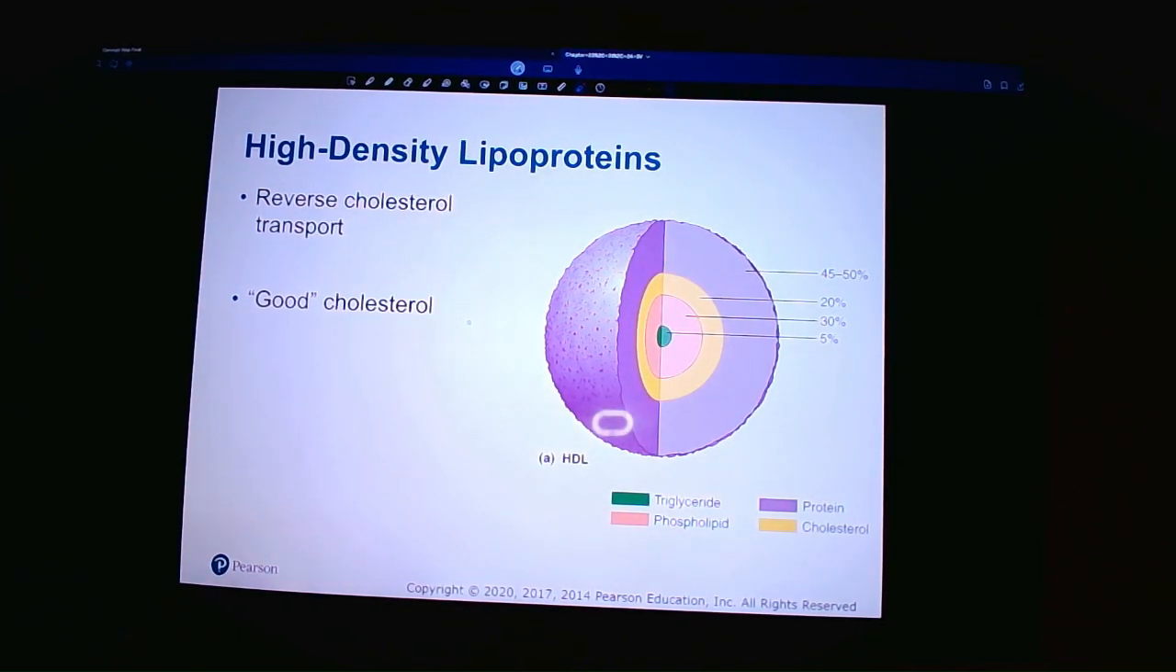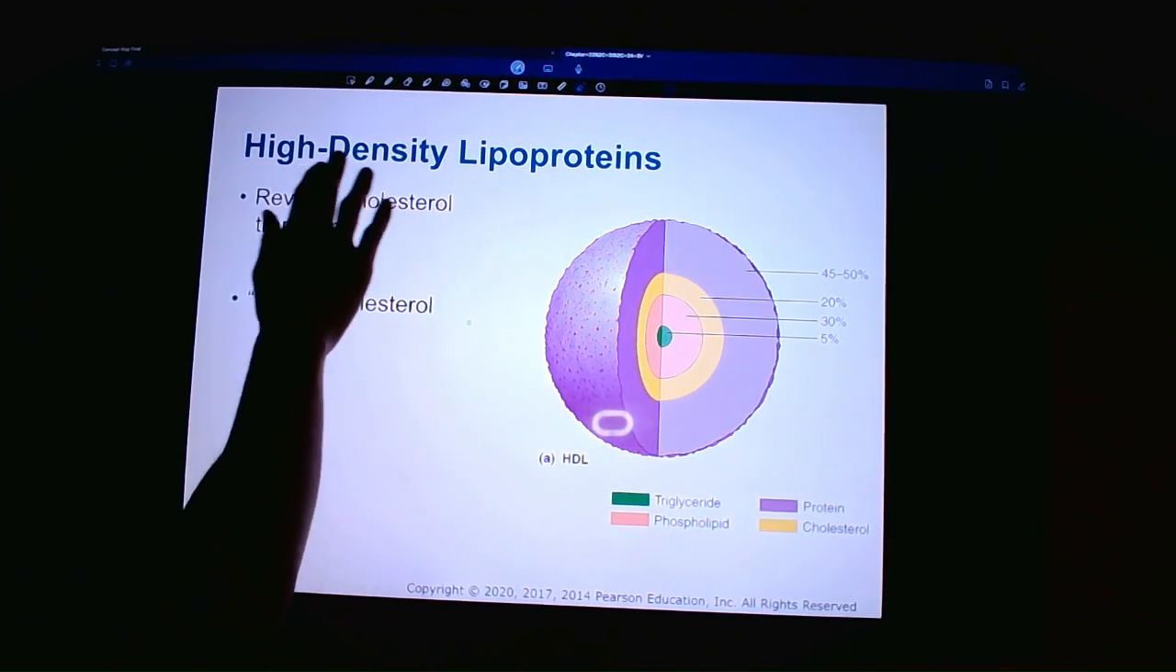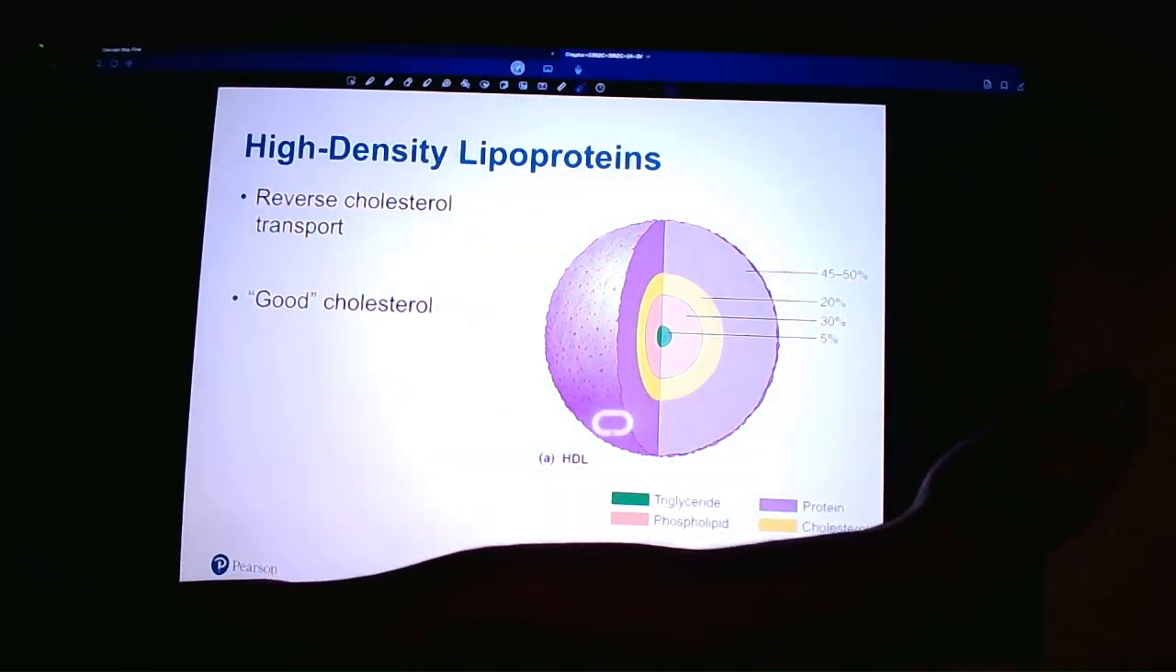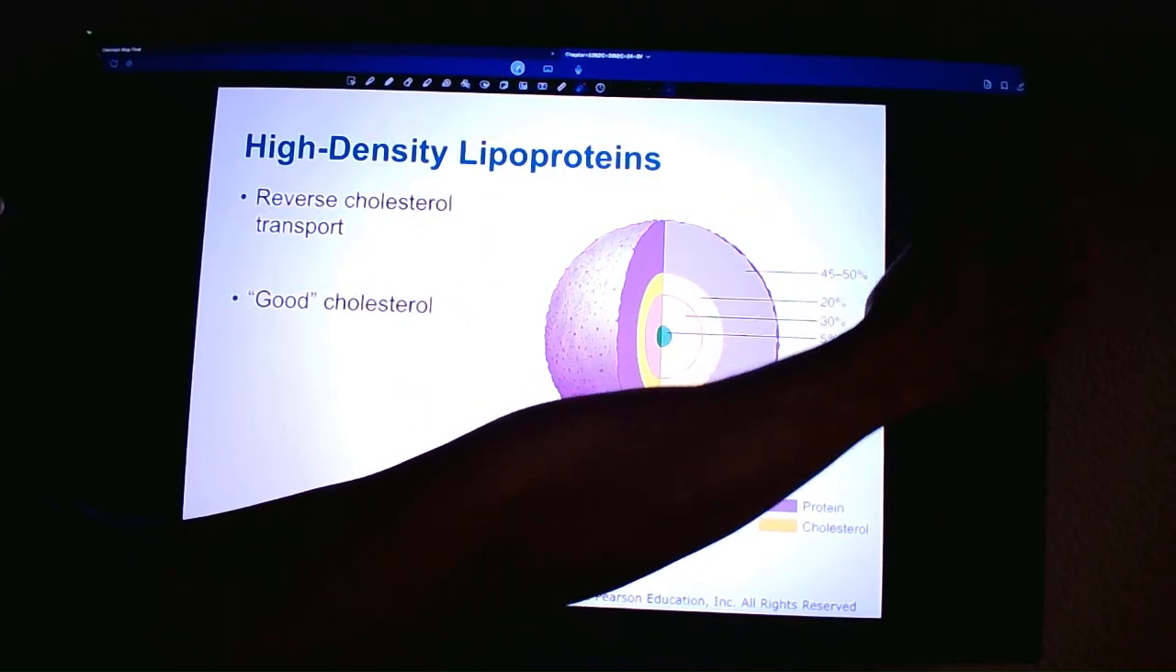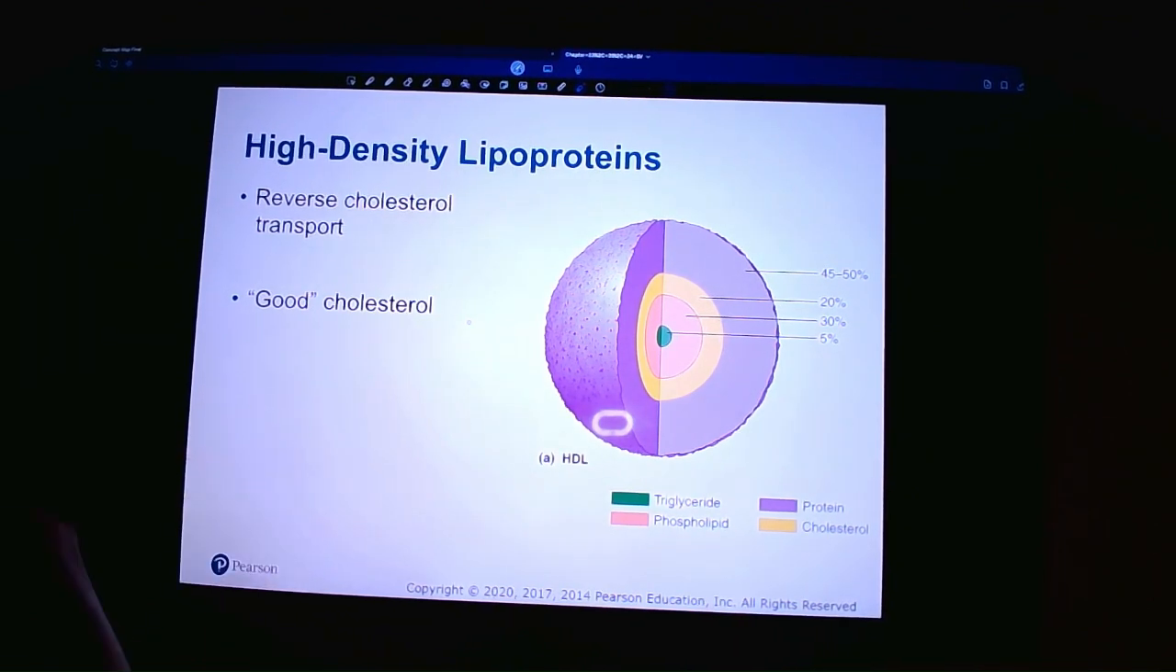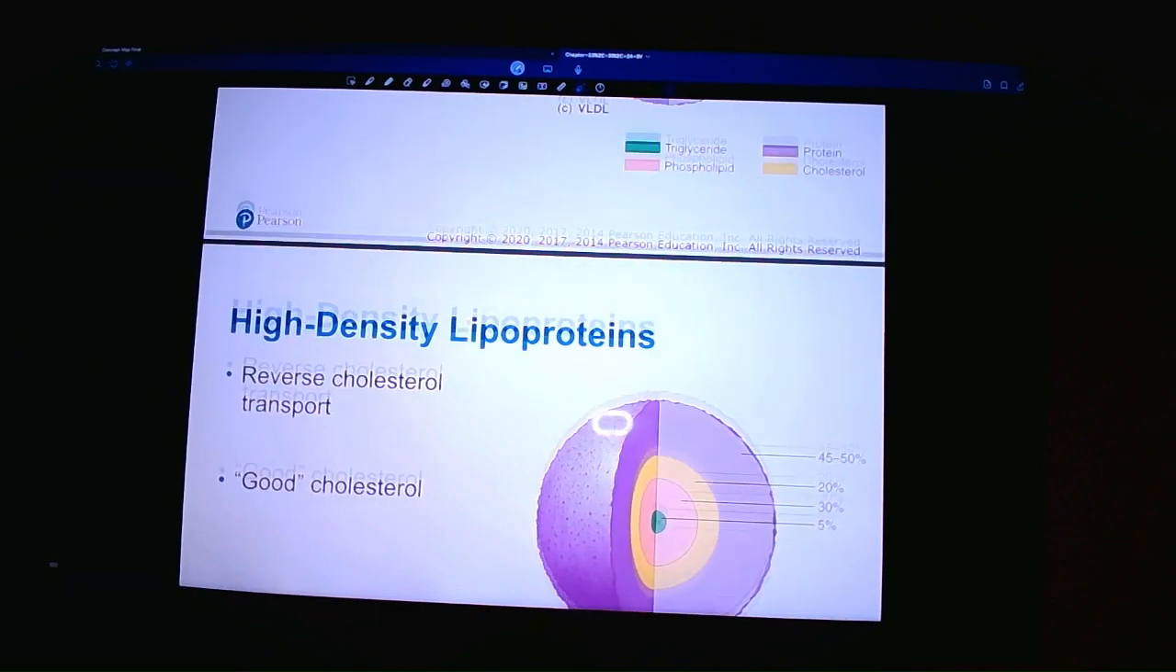It's actually preferred to have high levels of high density lipoproteins, because they take cholesterol from the blood vessel and put it in the liver, and then the liver usually excretes it rather than recirculating it back into the bloodstream.